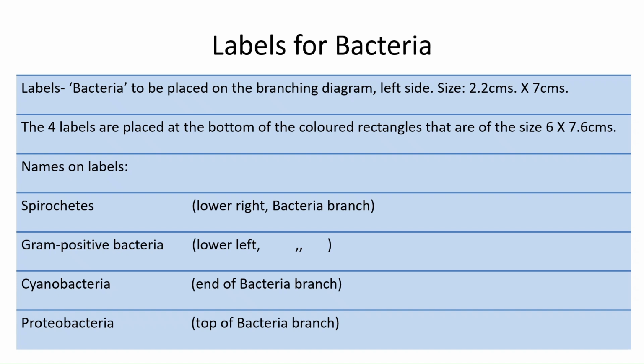7.6 centimeters. The names on the labels are spirochetes, which is the lower right bacteria branch. Next one is gram-positive bacteria, which is kept on the lower left bacteria branch. Cyanobacteria is kept at the end of the bacteria branch, and proteobacteria is kept at the top of the bacteria branch. This is how it is displayed on the chart.